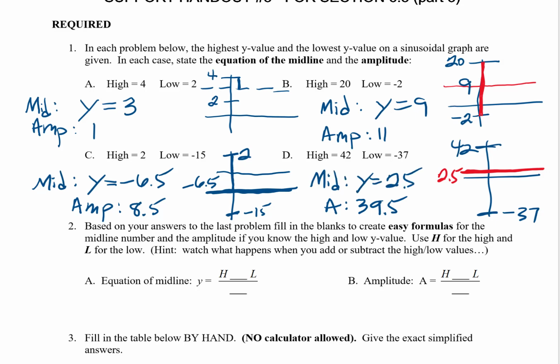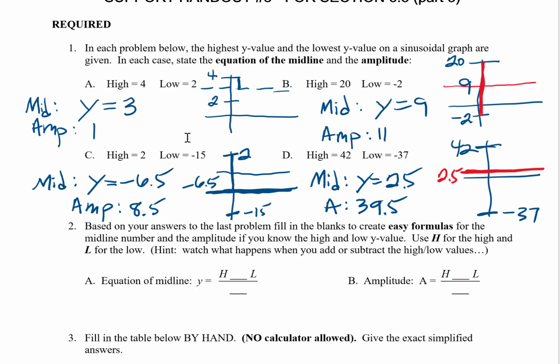Okay, number 2, we're trying to figure out, is there a better way here than doing all this counting and so forth? And the answer is yes. There's a couple of simple formulas that we can use for figuring out the midline and amplitude numbers when we've got the high and the low.